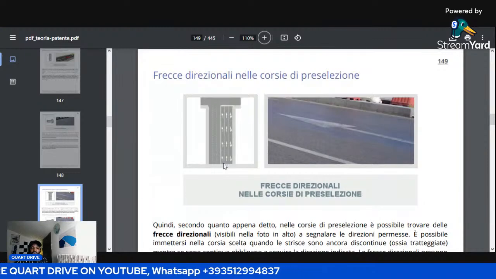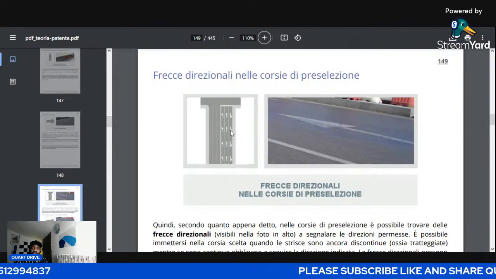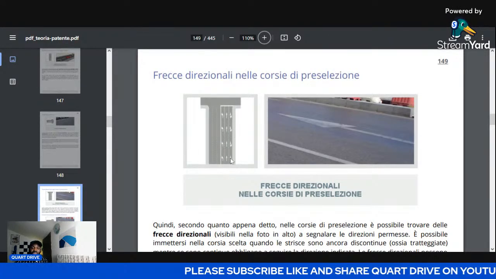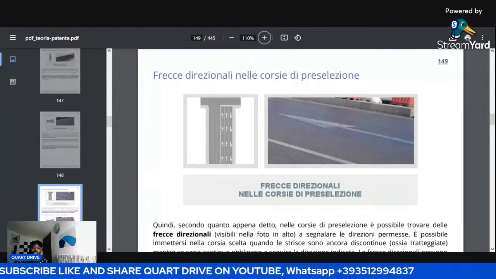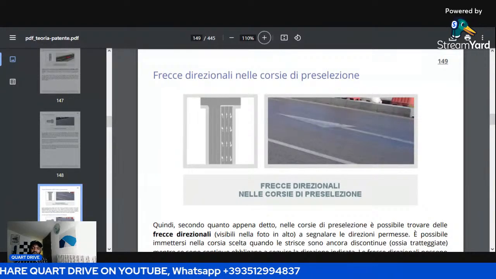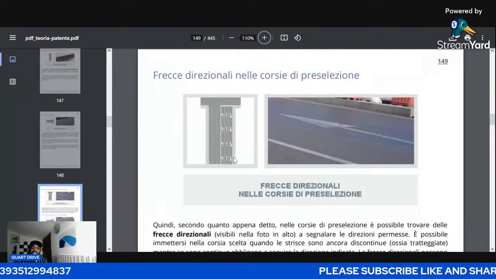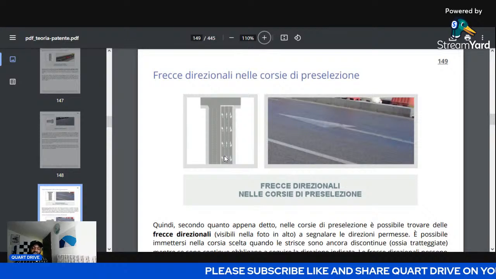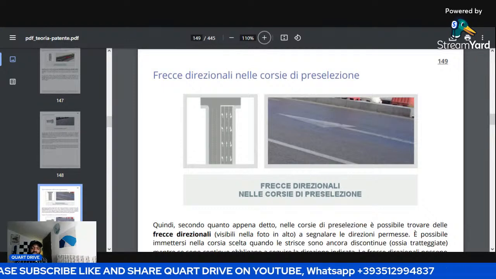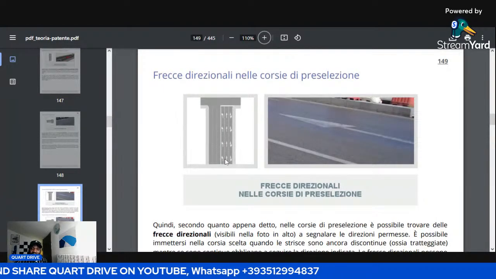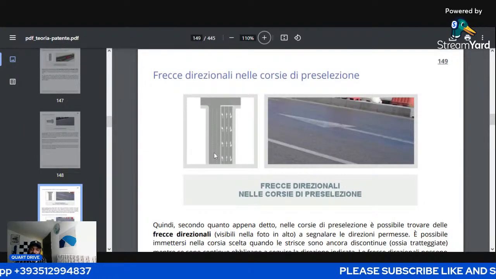So initially, we all are coming from the direction here. Once you know that you are going to take your right hand side and you are in the middle, you have to put your luce di direzione, the indicator, to move from the middle to the right hand direction. And these signs here are talking about the direction that is obligatory for the lanes to use. So if you take the first lane here, which is the left direction, that means you have to go to the left direction without going straight.